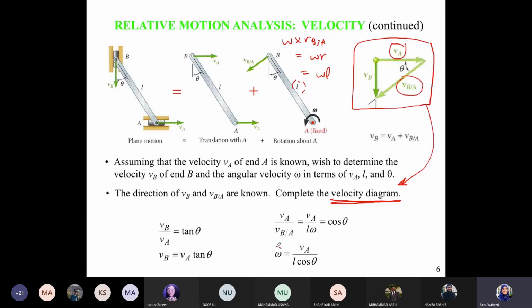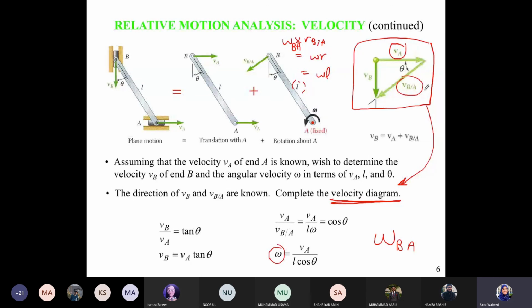Yes, and finally I forgot to say, because it's the relative velocity of B with respect to A, this I'm going to call omega BA. That means we can find this omega BA as well. So we can find all the information that we may require or may be interested in.